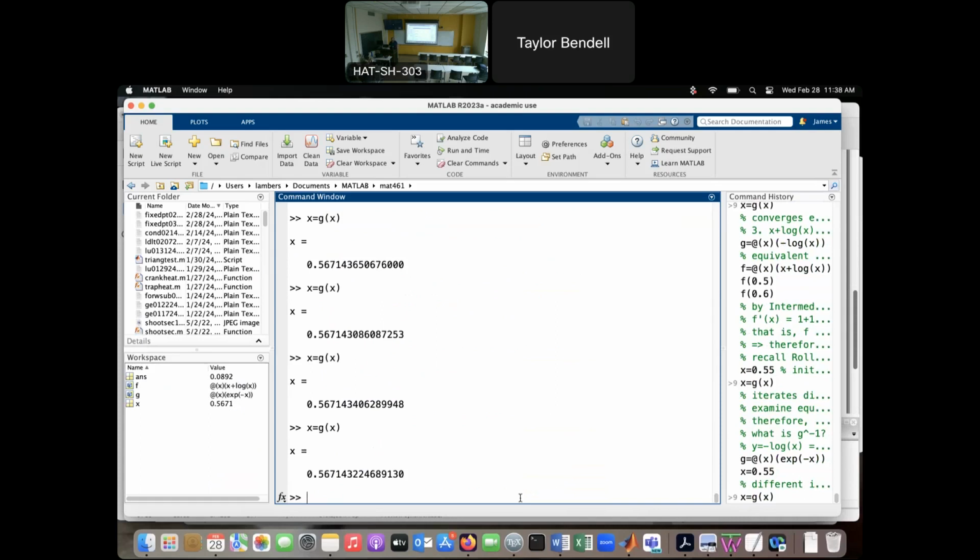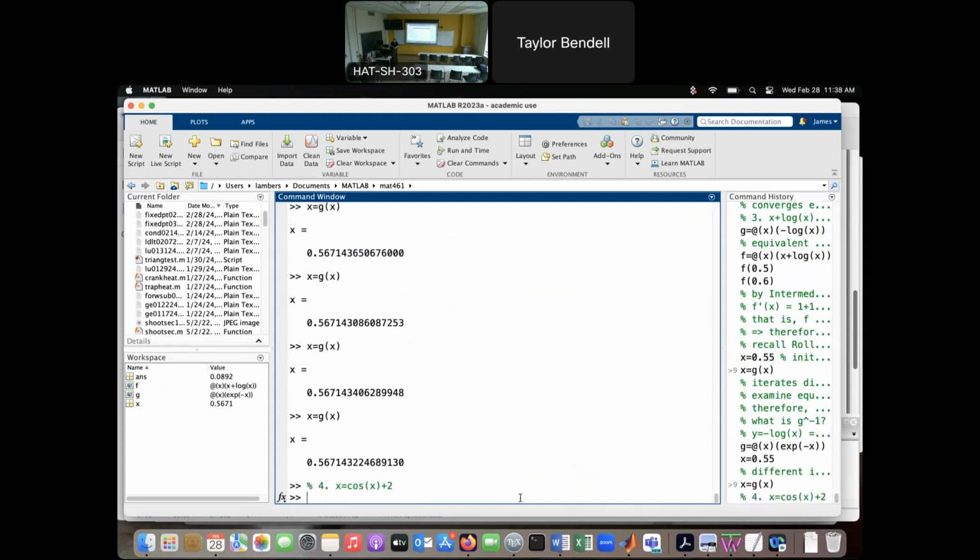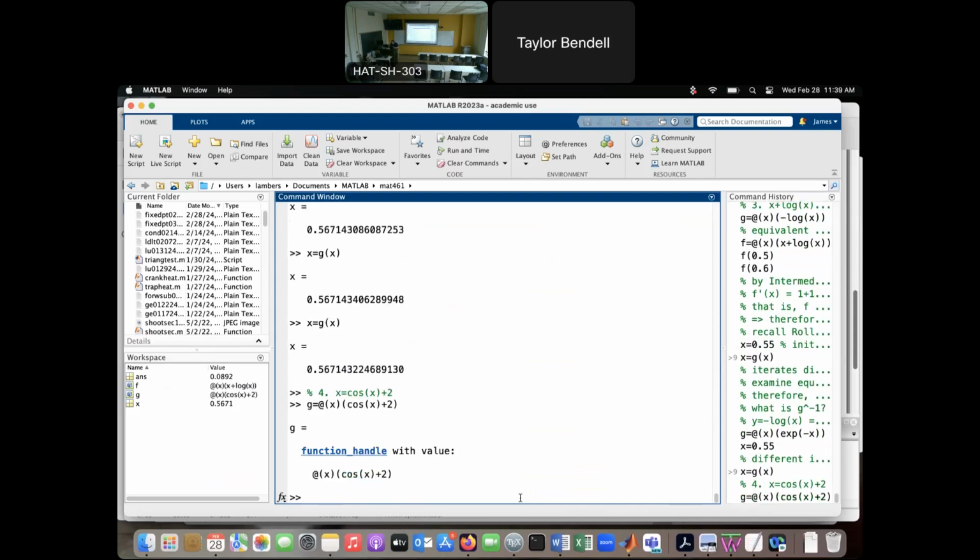Questions so far about these examples? We'll look at convergence theory a little later to see why these examples behave the way they do. But one more. Fourth example, x is equal to cosine x plus 2. A favorite example. So I'll define g, my right-hand side function, as usual.